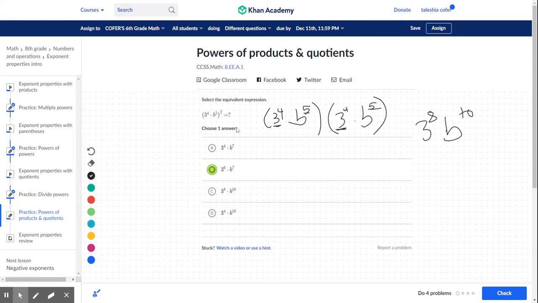The easiest way to do this would have been to do 2 times 3, which would have given me my 8, and 5 times 2, which would have given me my 10. So my answer would have been C. When you're raising a power to a power, multiply the exponents.